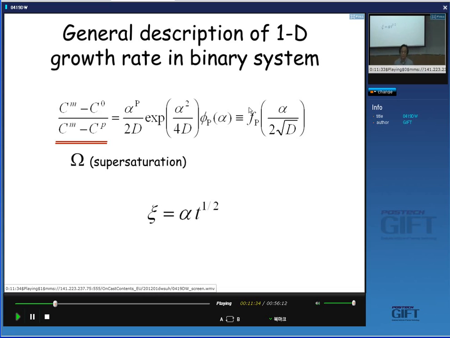So what is alpha? Alpha is given by this relationship between the position of the interface and time, and alpha is a constant. So the meaning of knowing alpha is that we know the position of the interface with respect to time. So we can evaluate the growth rate. Okay? So let's derive how this relation comes out.